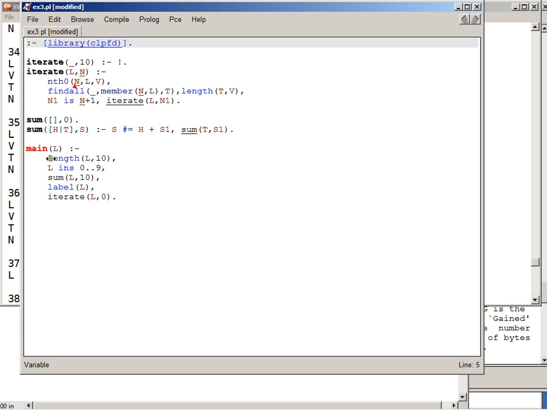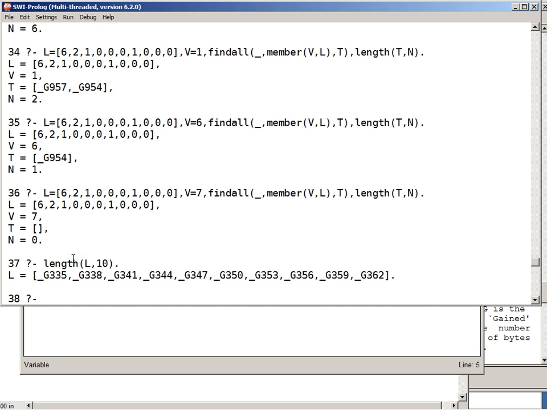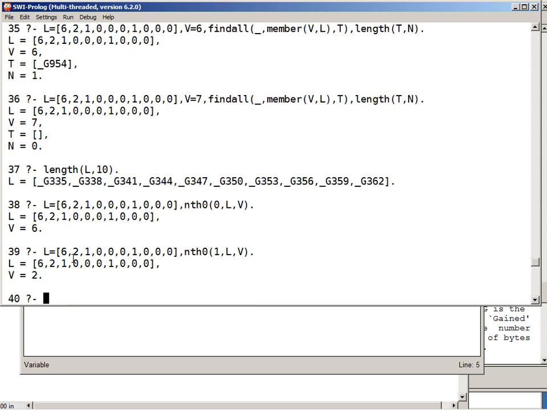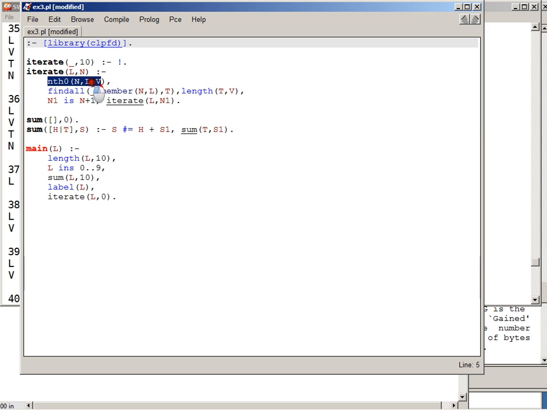So if my list is this one, and nth0 of 0 and L is going to be V, and V is going to be 6, right? And if I change this to 1, I'm going to get 2, and so on and so forth, right? So I'm selecting the element of rank n, that's V, and V has to be the number of occurrences of n in my list.